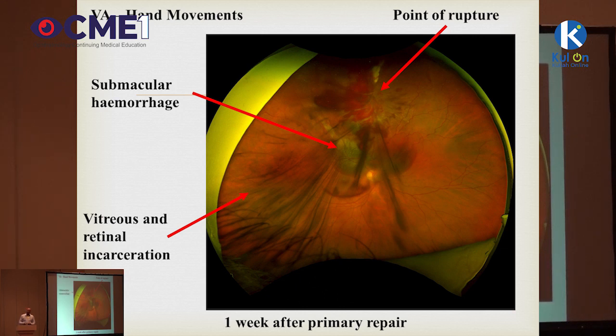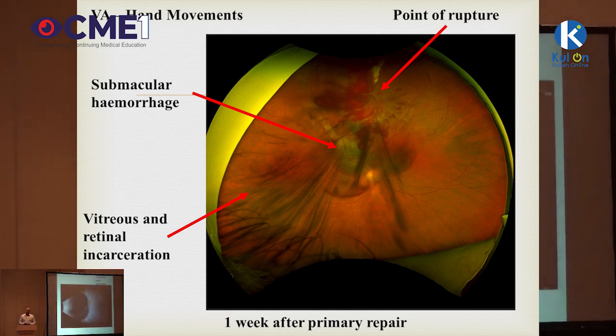On the superior retina, there's also a submacular hemorrhage. And look at that. If you looked at the vitreous, because there's blood in the vitreous it's actually being stained, and you can see that the vitreous has straight lines which are radiating into the point of the rupture. So you can be 100% sure that this patient has vitreous incarceration as well as retinal incarceration at the site of the posterior rupture.